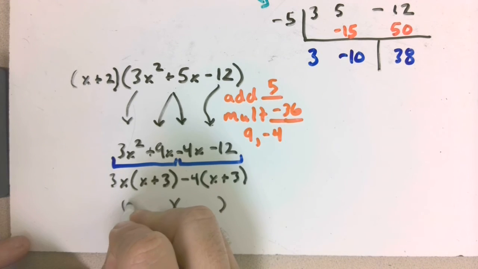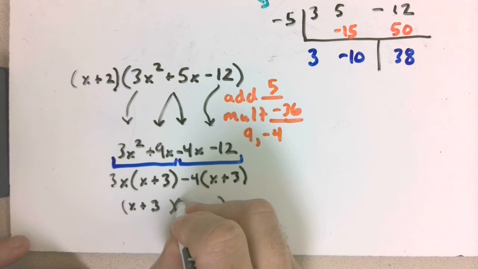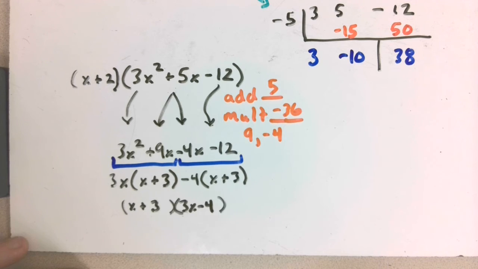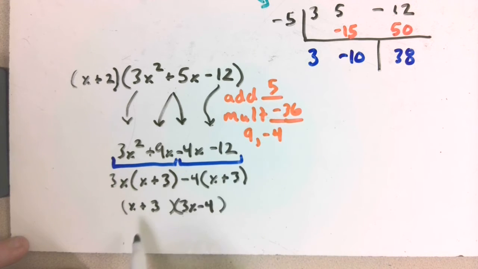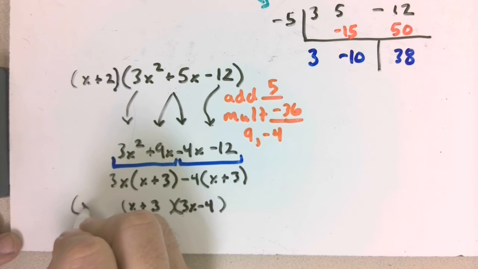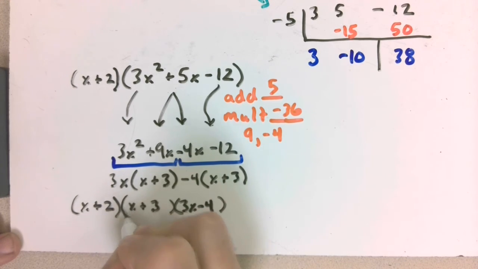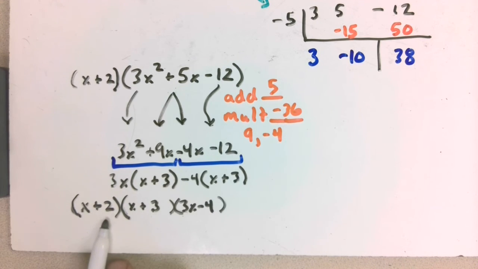One of our sets of parentheses will be the matched set, the x plus 3, and the other is what we factored in front, which is a 3x minus 4. So the 3x squared plus 5x minus 12, that trinomial, factored into an x plus 3 times a 3x minus 4. But remember, we did have that x plus 2 out in front also. So we have one more factor that we need to write down, and our final answer here for this problem is a factor of x plus 2, a factor of x plus 3, and a factor of 3x minus 4. Now it is in completely factored form.